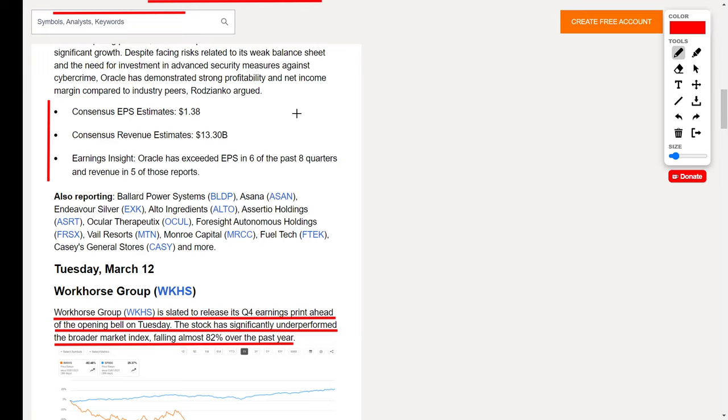However, this is what they're anticipated to bring in. For their EPS, they should bring in $1.38 per share, and for their revenues, they're anticipated to bring in $13.3 billion. For context, Oracle has exceeded their EPS predictions in 6 of their last 8 reports, so overall, I think they could do this again, which will act as a positive catalyst for their general share price.